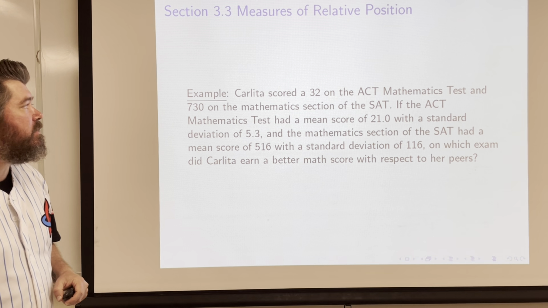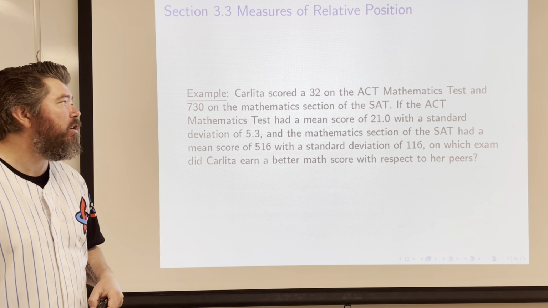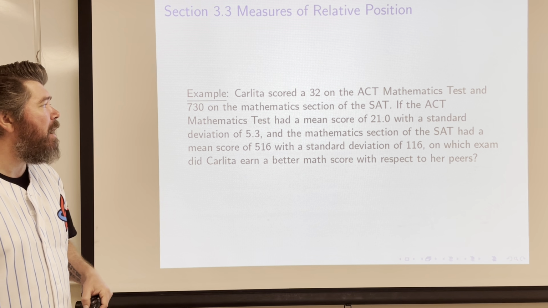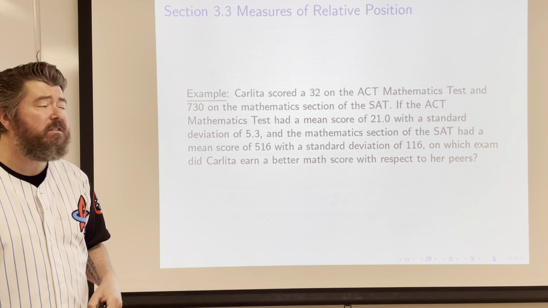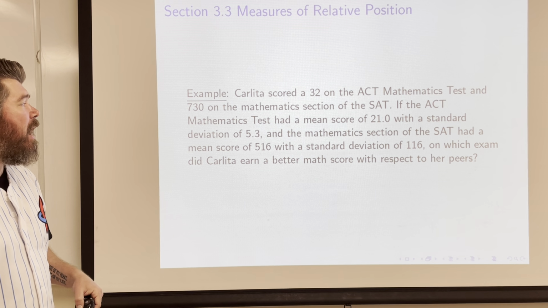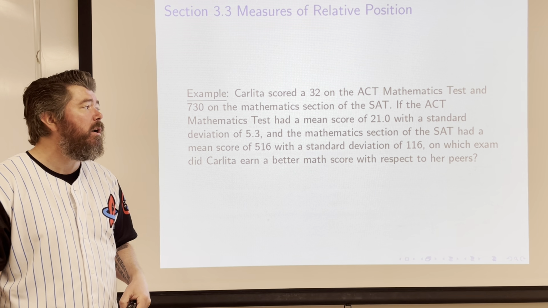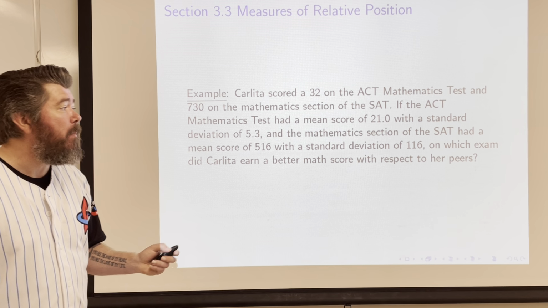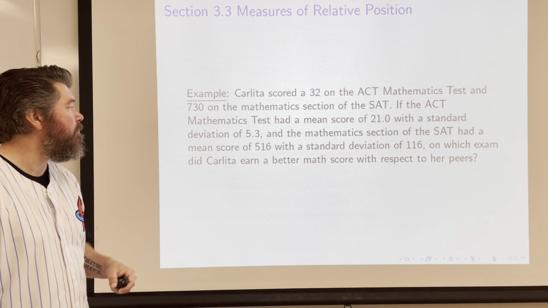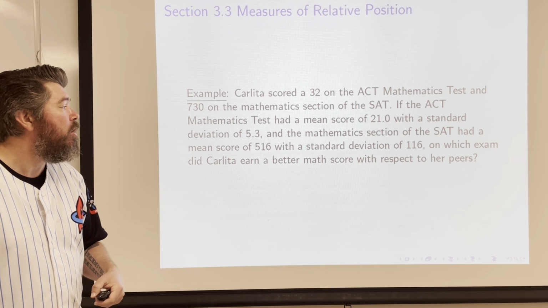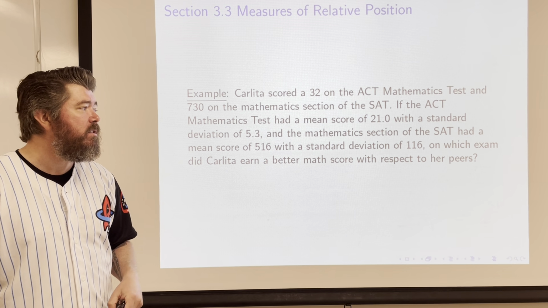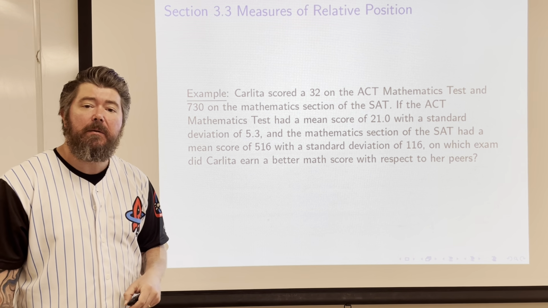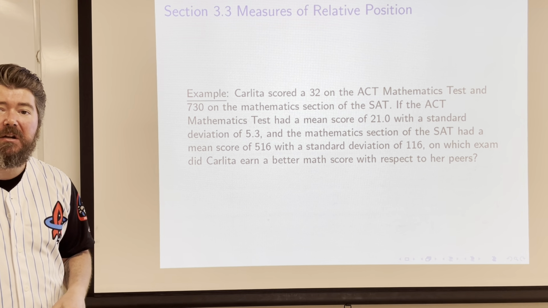Let's look at another example. Carlita scored a 32 on the ACT math test and a 730 on the mathematics section of the SAT. If the ACT math test had a mean score of 21 with a standard deviation of 5.3, and the math section of the SAT had a mean score of 516 with a standard deviation of 116, on which exam did Carlita earn a better math score with respect to her peers?